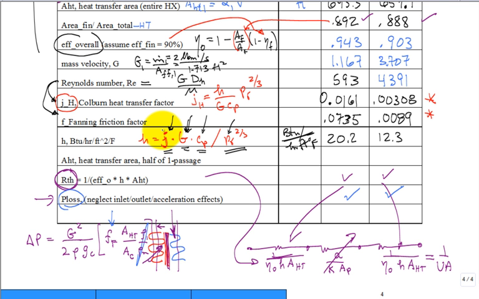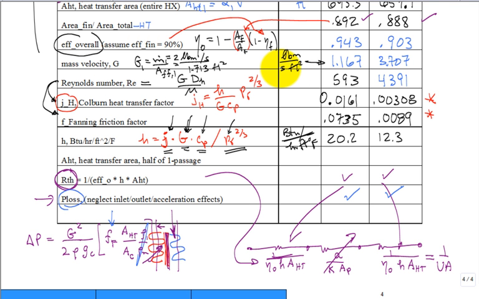Well, first of all, you have to calculate G. m dot divided by the free flow area. That was right here. Did you get these values for G? And these are pound mass per second foot squared.